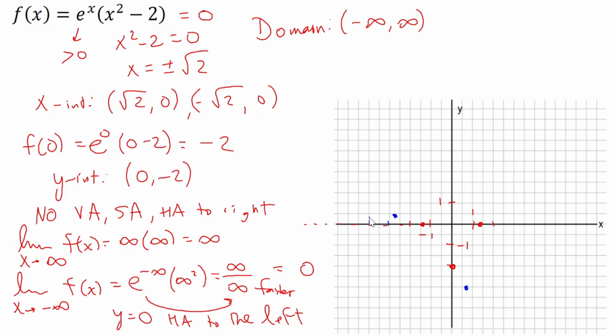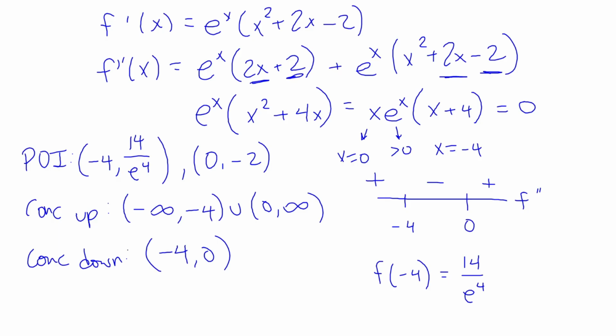But maybe right about there is where it should be. So now we're ready to sketch our graph. Our graph starts out as concave up according to our second derivative sign chart till we get to negative 4. Then it's always concave down till 0, when it flips back to concave up.